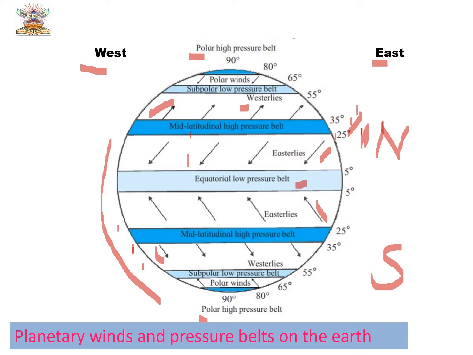Polar winds, children, in both the hemispheres, the winds are blowing from the polar high pressure belt to the low pressure belt. See, the winds are blowing from the polar high pressure belt to the low pressure belt.